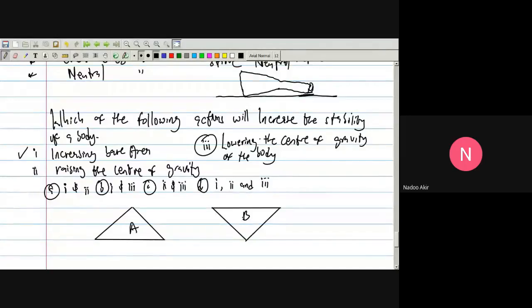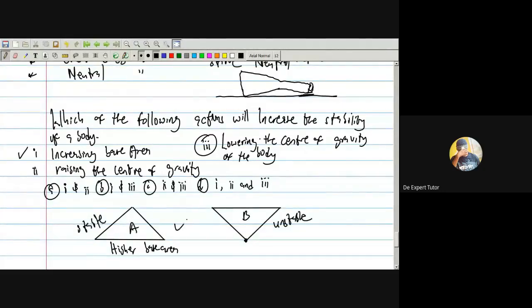A is stable. How do you know? Everybody will know. So A is stable. Why? If you observe the base area, A has a higher, good base area. Why does this one have a smaller base area? So this is unstable. So this one is clear.